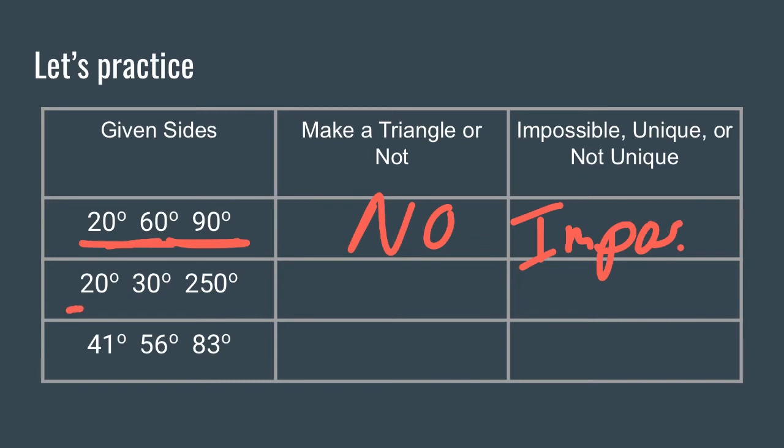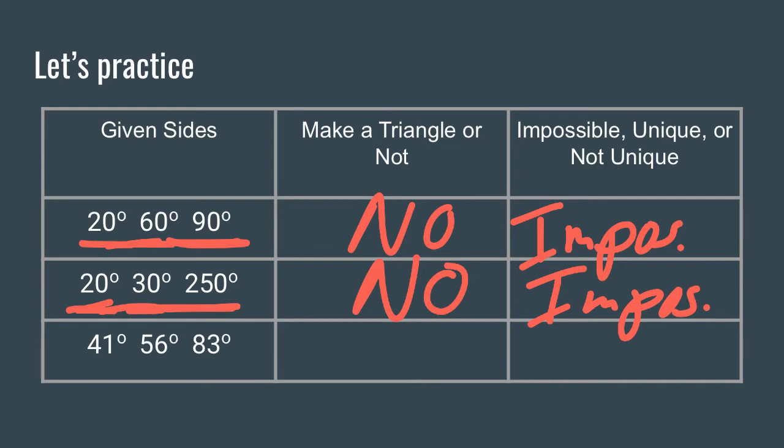Next one, we have a 20 degree, a 30 degree, and 250 degree. I don't even have to focus on the 20 and the 30. Since this last one is 250, it's beyond the 180 mark. So therefore, this is a no. You cannot draw a triangle that has sides or angles greater than 180. So this one is impossible as well.